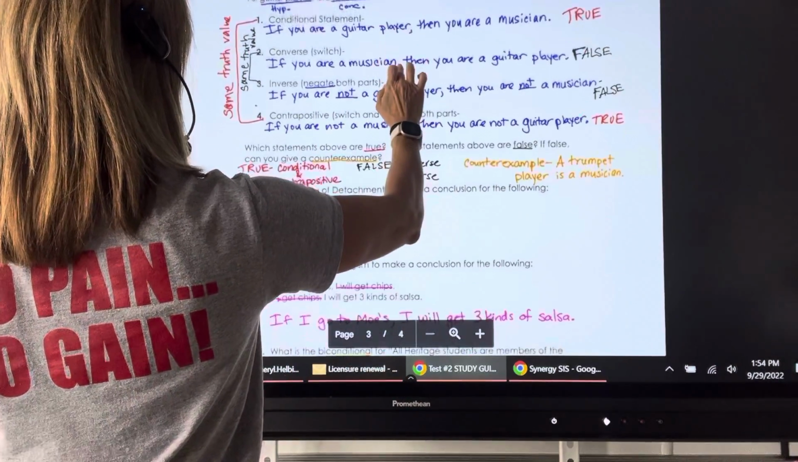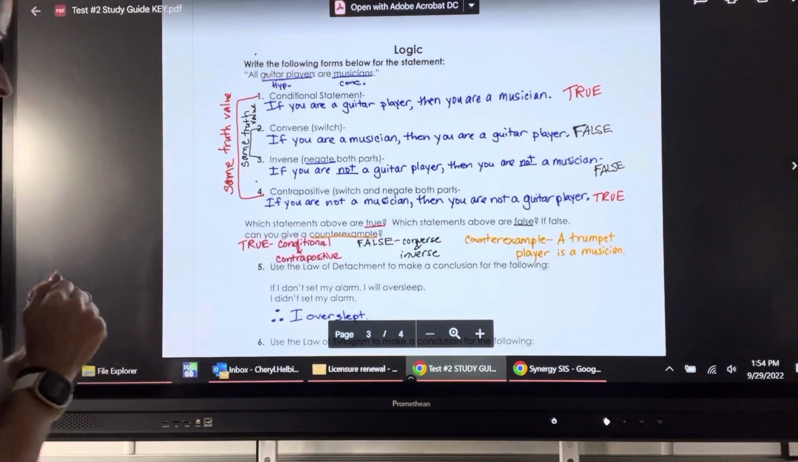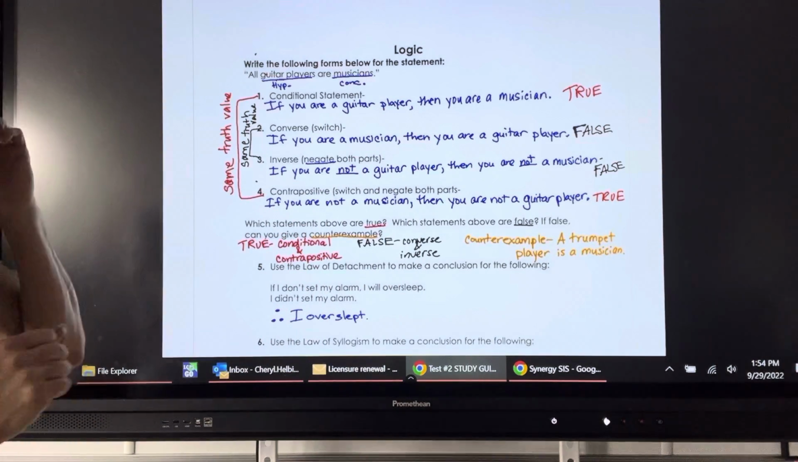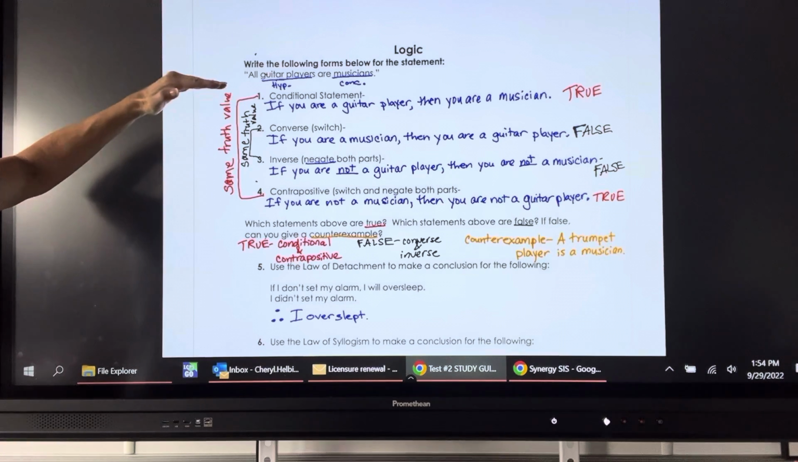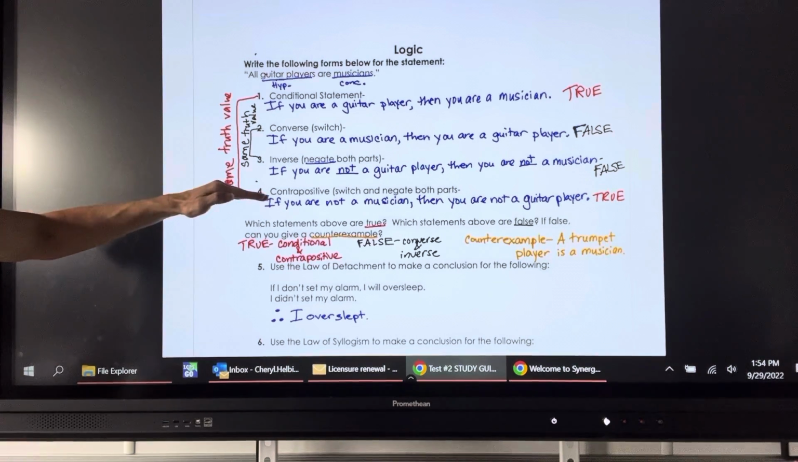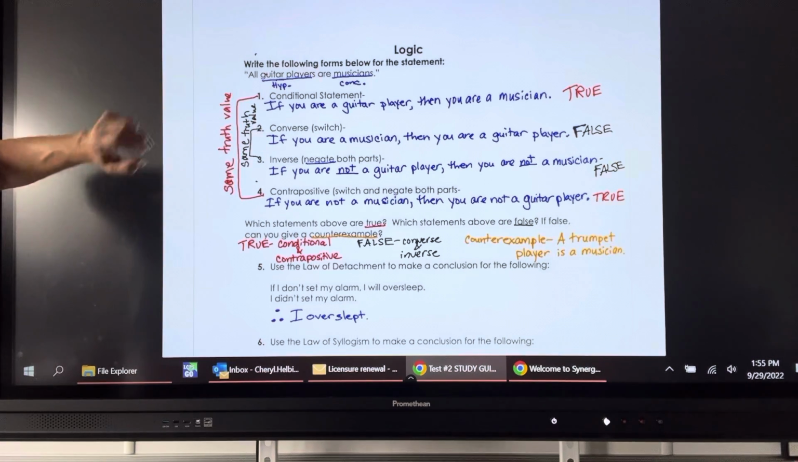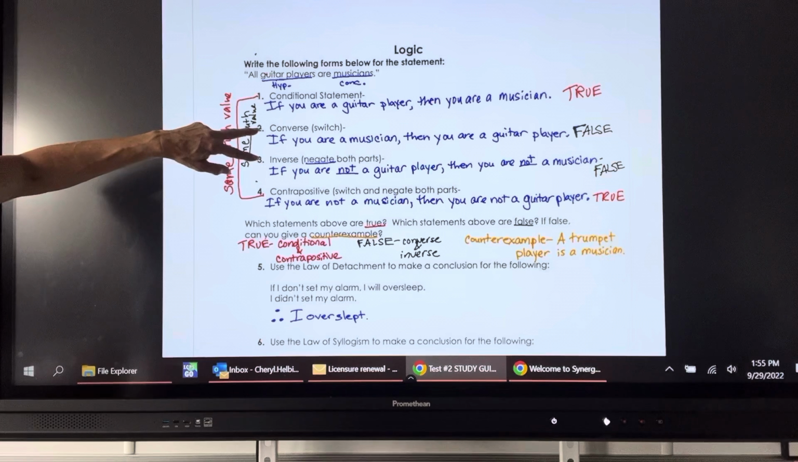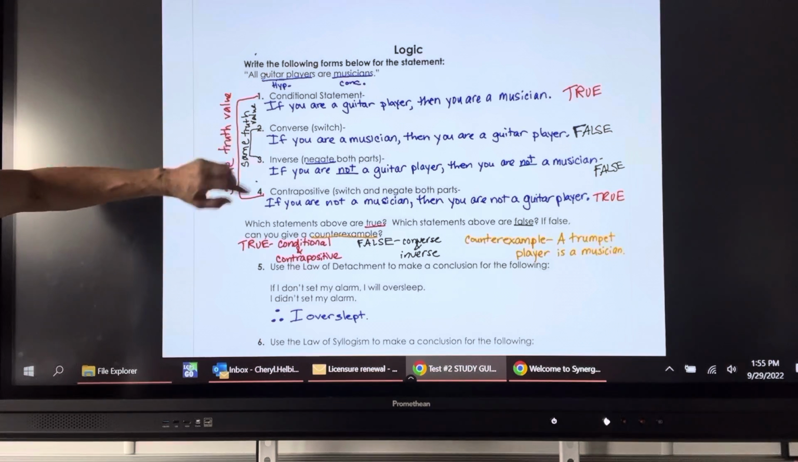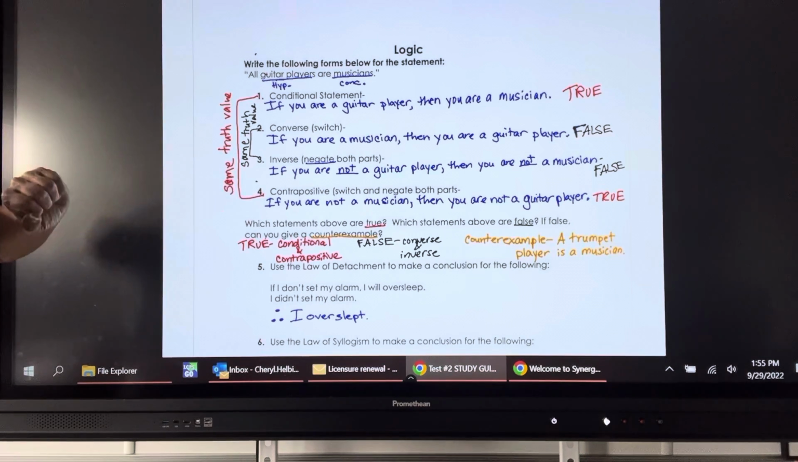So what's happening here about the truth values for these is coming. The truth value of the original conditional statement, if you are a guitar player, then you are a musician, is the same as the truth value for the contrapositive. And same for the converse and the inverse. So, for example, if the converse is false, so will the inverse be false. If the conditional statement is false, so will the contrapositive be false. Okay, so that is what we mean by truth values.